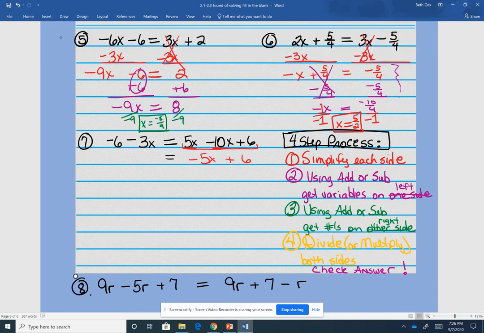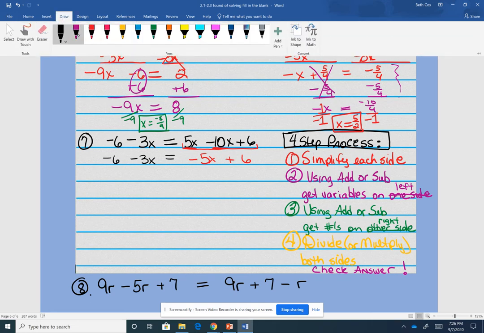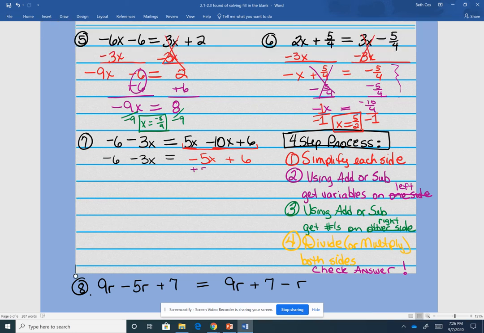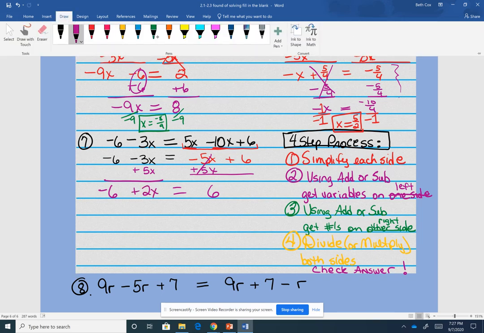So now let's copy down what I didn't do. All right, so now step 2, using the purple. It says using add or subtract, get the variables on one side. And I've been doing the left, so that's when I've been taking the 1 over here, do the opposite over there, and put it over here. Now notice where I lined it up. Pay attention. All right, that gives me 0 plus 6, which is just going to give me 6. And over here, I'm going to have a negative 6 plus 2x.